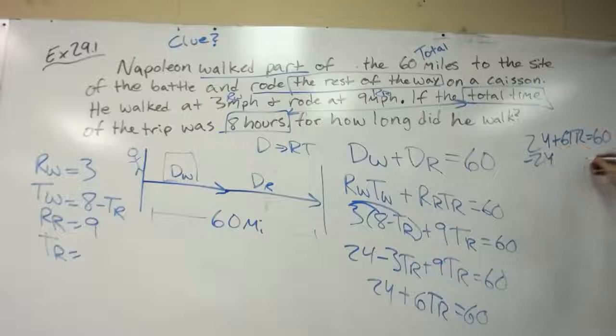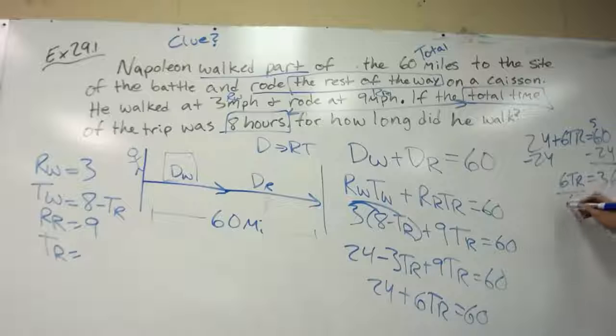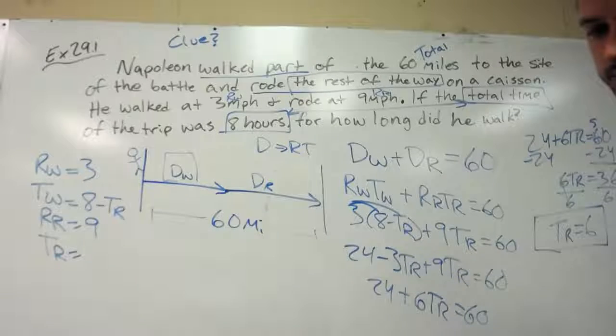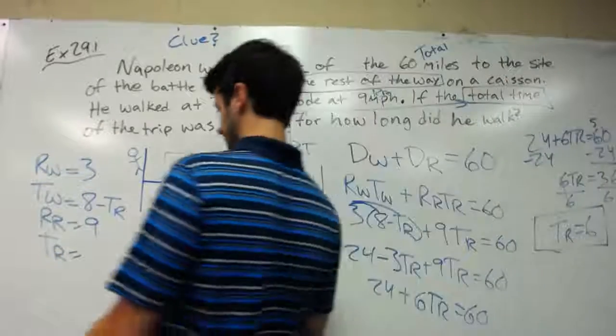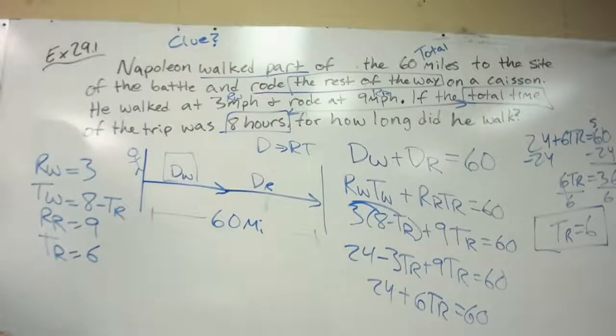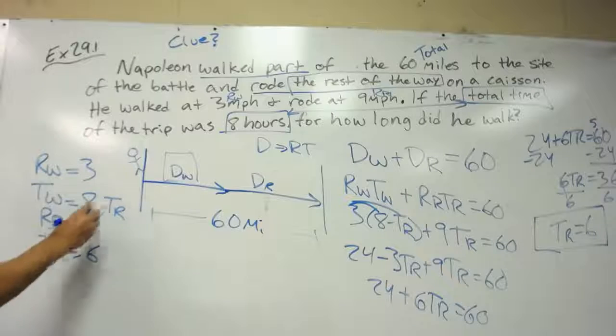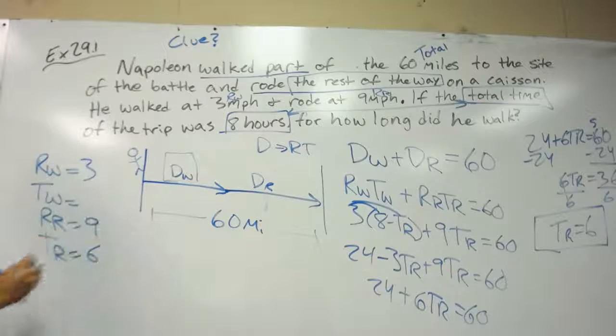Okay, we subtract 24. That would be 36 equals 6TR. Divide by 6. Therefore, time rode equals 6. Time rode equals 6. Plug that in over here. So if time rode is 6, what does that make time walked? 8 minus 6. We can all do that math, 2.